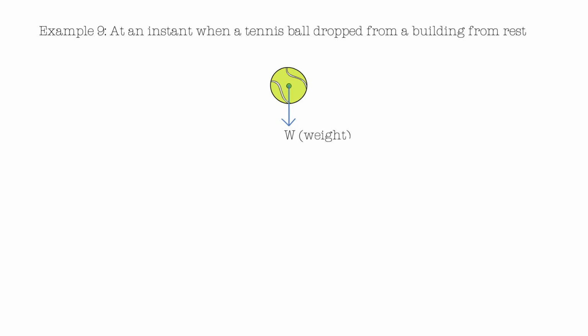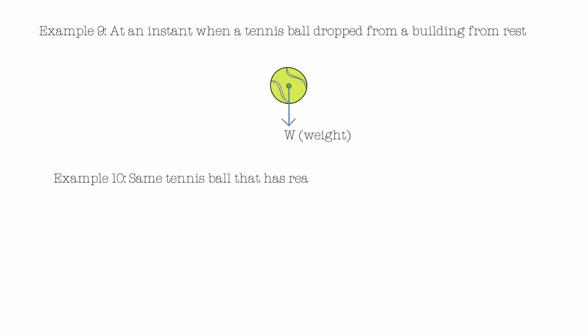Moving on to example 9, we want to find the forces at an instant when a tennis ball is dropped from a building at rest. So, we have a tennis ball at rest. We draw the center of mass and consider the vertical forces. We have the weight of the ball but no normal contact force. This is because the ball is not touching the building at the instant that it drops.